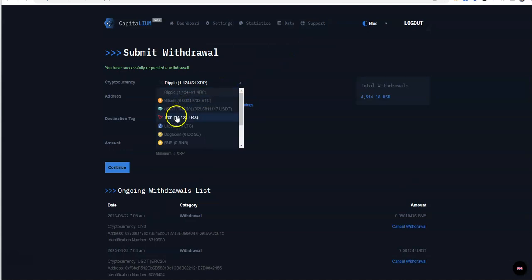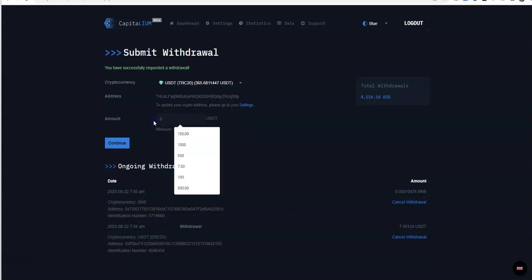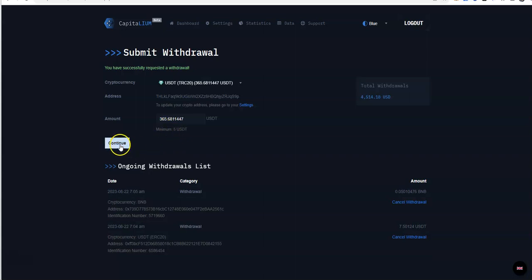That clears out BNB. No Doge, no Litecoin. Tron needs at least 100, I only have 14. And lastly, Tether, so 365. 68.11447. Minimum is $5, so that's an easy one, no brainer. All right, let's go 114.